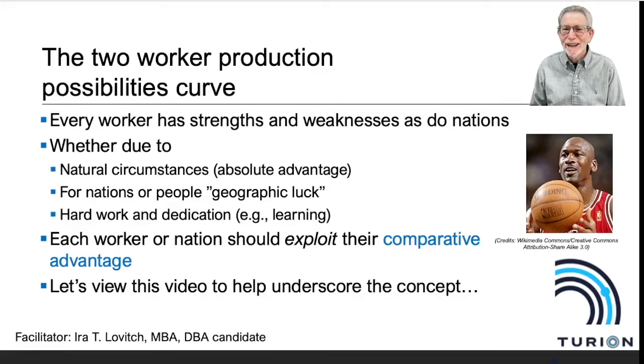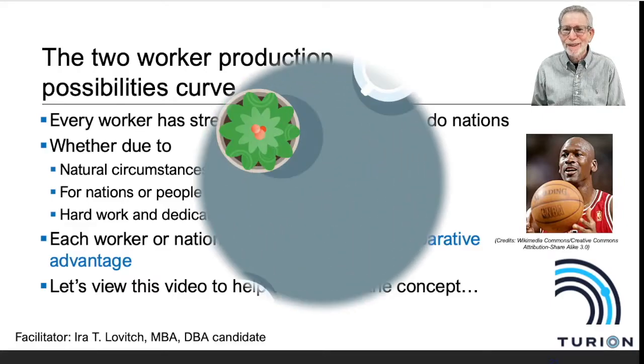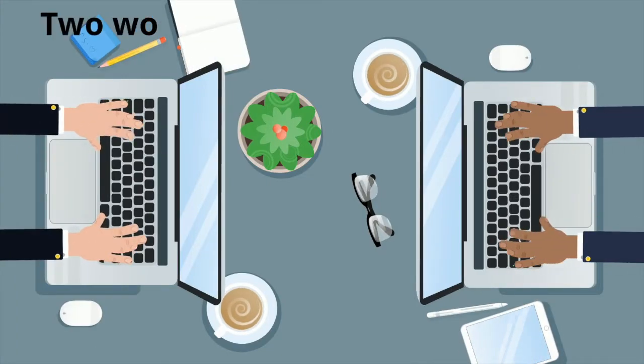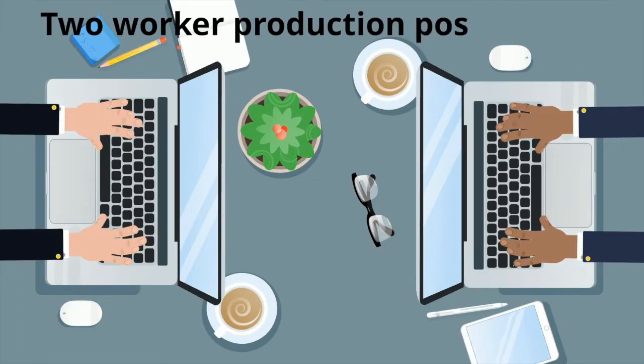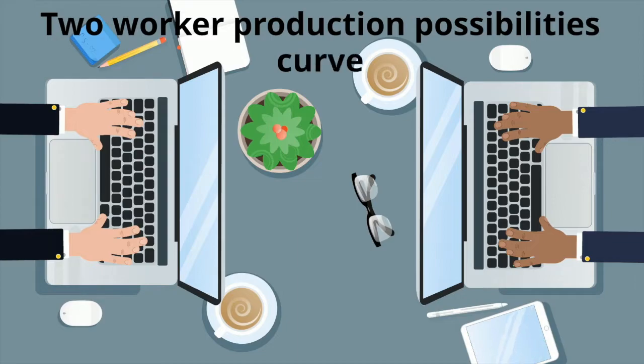That's the idea. Each individual, just like each nation, needs to figure out where they get the most benefit for the least amount of time and other resources, and that is where they would get their comparative advantage. Let's review this video to help underscore this concept. Let's discuss the two-worker production possibilities curve.